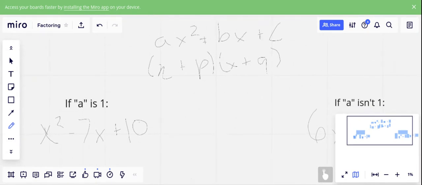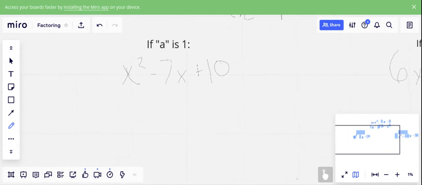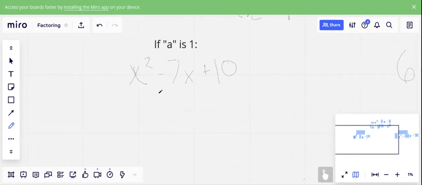The first part is if a, the coefficient of the x squared term, is 1. Let's try a problem. In this problem, we're asked to find the factors of x squared minus 7x plus 10. The first step is labeling what a, b, and c are. So a, the coefficient of the x squared term, is 1. b, the coefficient of the x term, is -7, and c, the constant, is 10.